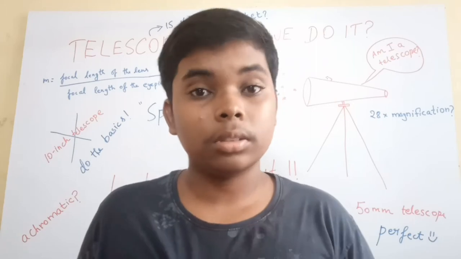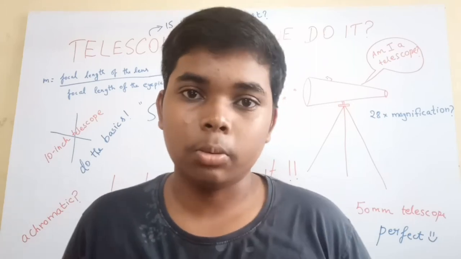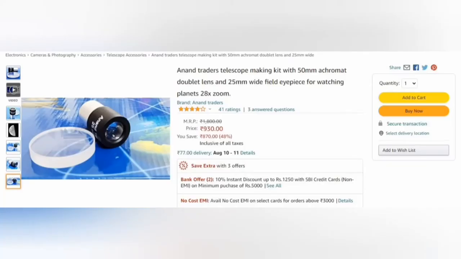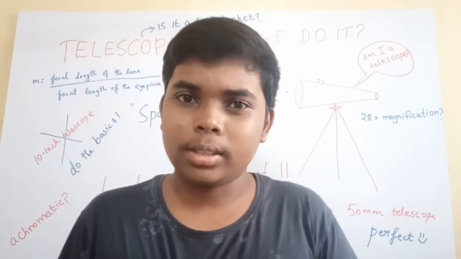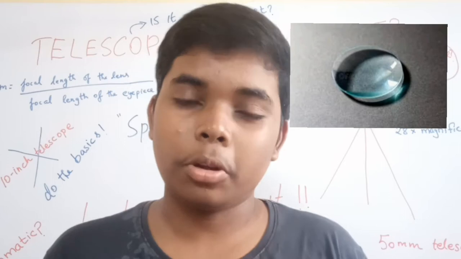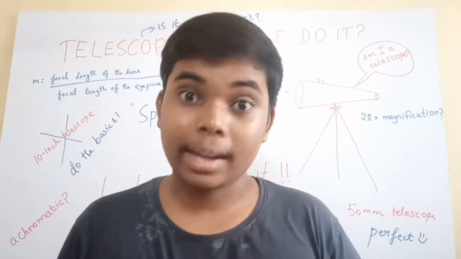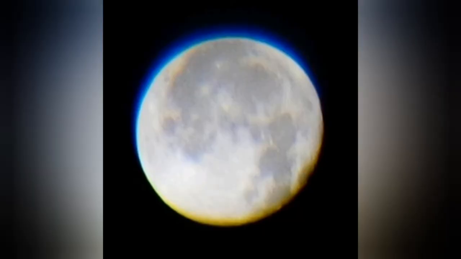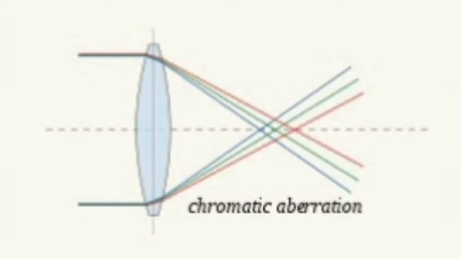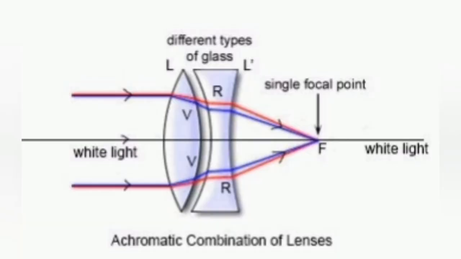Let's see the materials that are required to build this telescope. The first one is an achromatic 50mm lens with a focal length of 700mm and a 25mm eyepiece, which you will easily get on Amazon. You may ask, why achromatic? What is it? Well, you can build a telescope with a normal lens, but you will see chromatic aberration, which is when light passes through the lens, it is broken up into various colors as glass bends various wavelengths differently. And this achromatic lens prevents this and gives a better viewing experience.